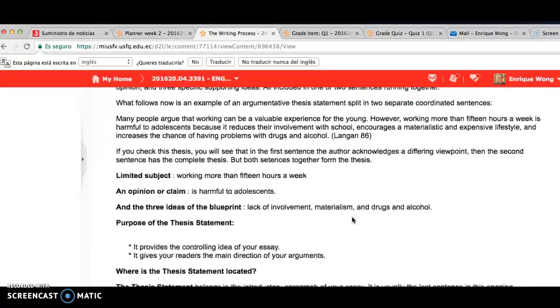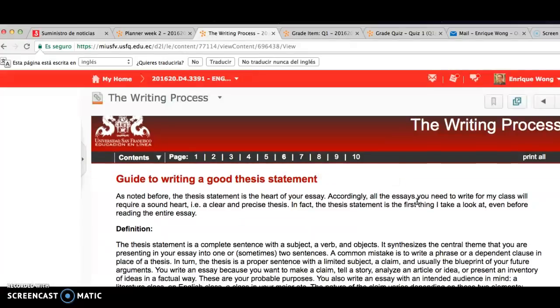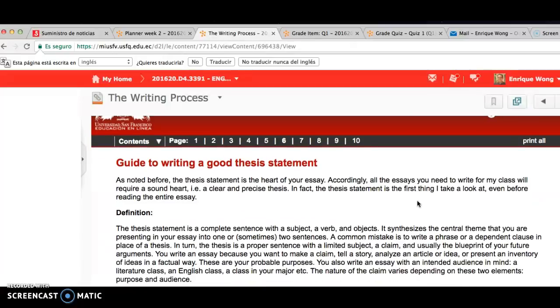So it's important that you study this section thoroughly, that you do the exercises online, the self-assessments about the thesis statement, and that you do some of the quizzes about the thesis statement before you take the test tomorrow. Since today is Thursday, you still have today and tomorrow to study this section and then ask questions if you feel that you need to ask one question.